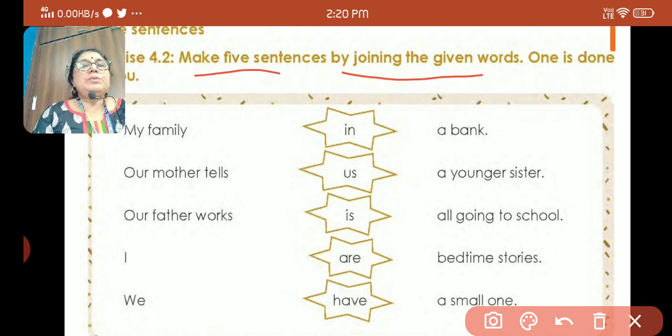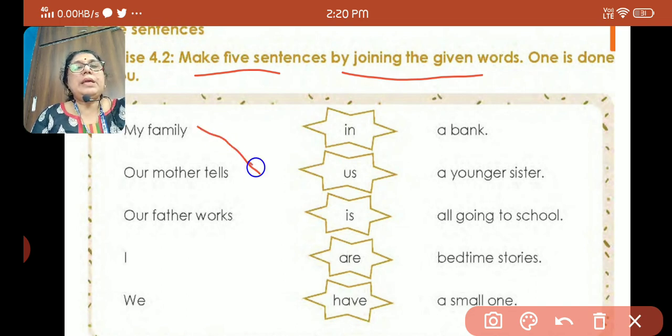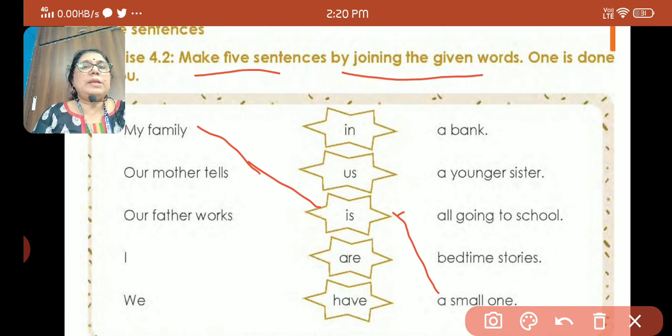So the first one is what? First one is, my family is a small one. See how it is joining? My family is a small one. Got it? So now, our mother tells us bedtime stories. Now let's go to this and write it down. Second one, that is, our mother tells us bedtime stories.